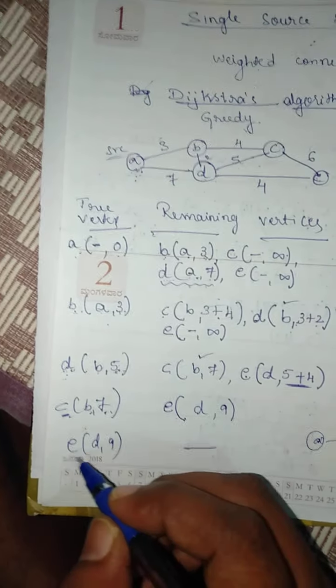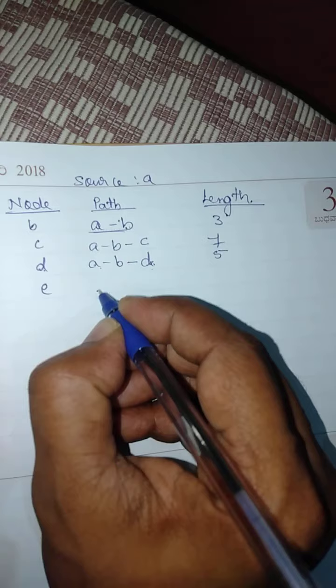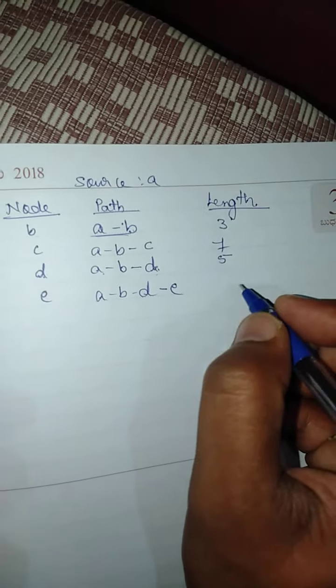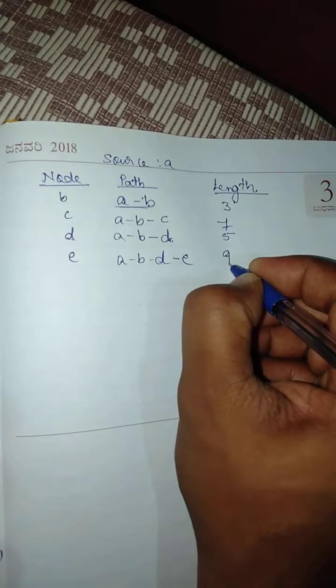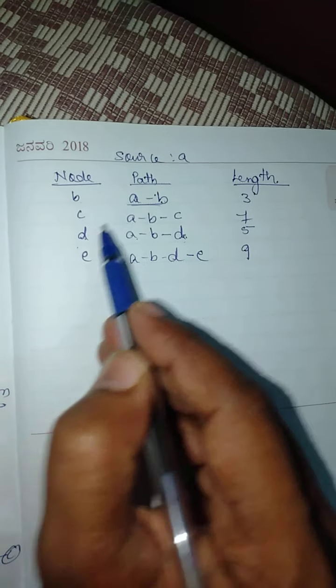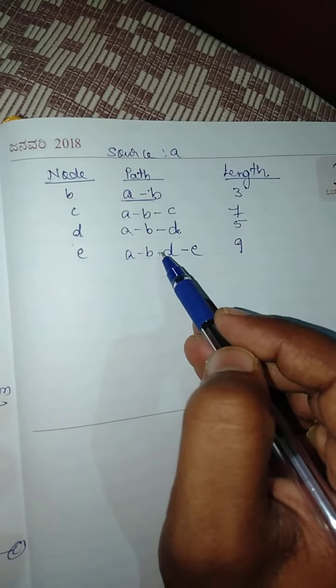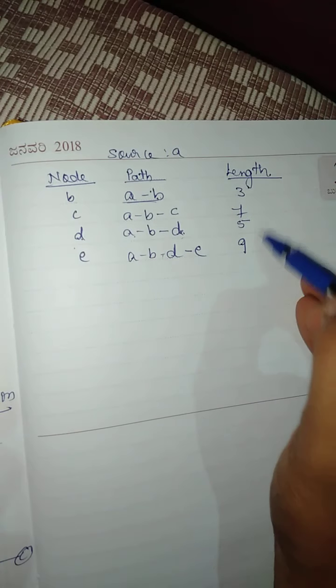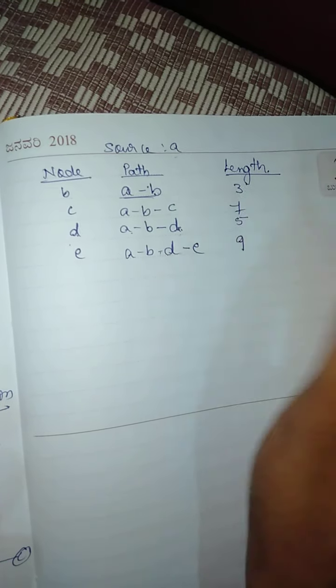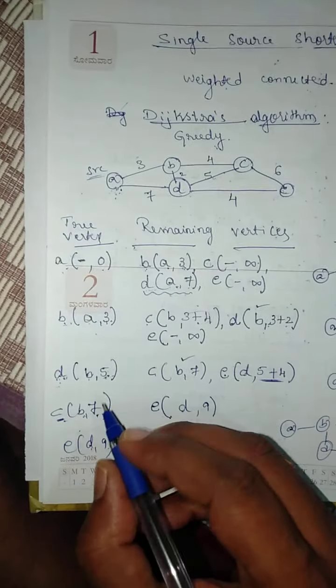Next, E. How to reach E? It is via D. So first write the path to D. What is the path to D? It is A, B, D. So from there E is reached. And what is the cost? The cost is 9. Right? So finally you have to write the destination nodes and what is the path to be traversed and what is the shortest length that is possible from the source vertex A. All right, done.